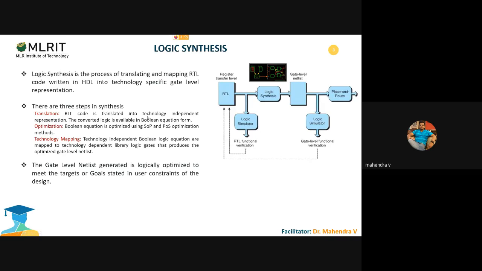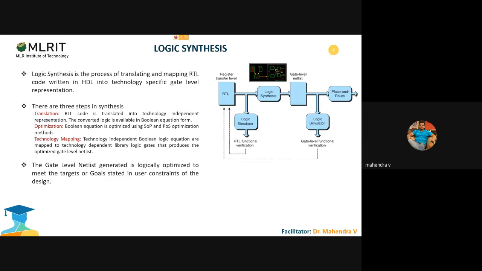After translation into the Boolean equation, there is a need to apply optimization techniques. That level is optimization. Here, the Boolean equation is optimized using SOP. SOP indicates sum of products. POS indicates product of sums. And they have optimization techniques. You might have studied the postulates or theorems, the Boolean theorems. Have you studied Boolean theorems? They are used to minimize the Boolean equations.